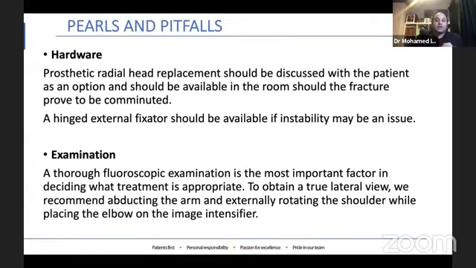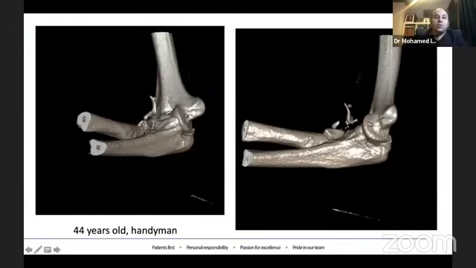To obtain a true lateral view, you have to abduct the arm and externally rotate the shoulder while placing the elbow on the image intensifier, which you have to do. Sorry, I don't have a picture of the ideal lateral elbow X-ray.